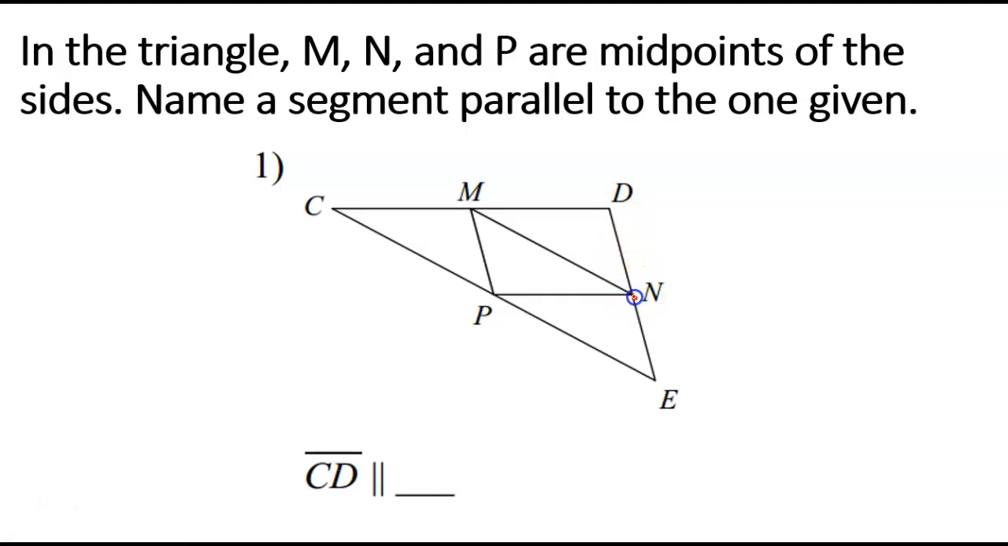Okay, so therefore, this side will be parallel to this side. We're asked to find the side parallel to CD. Okay, so this is CD. Which side will be parallel to CD? It's going to be PN. So PN is parallel to CD. Simple.